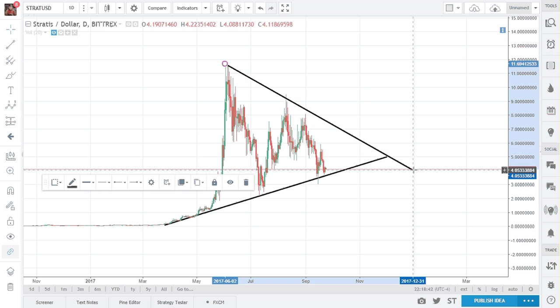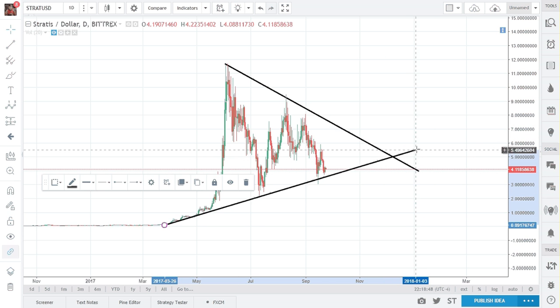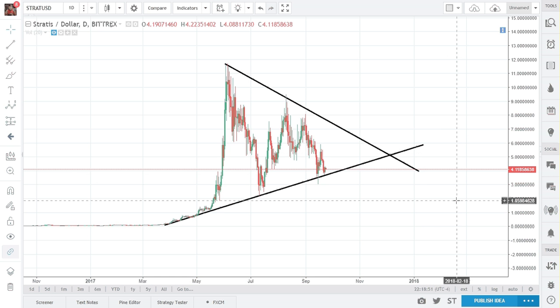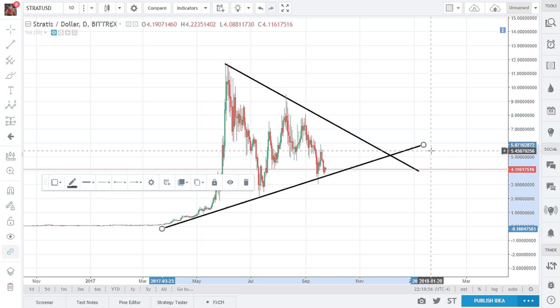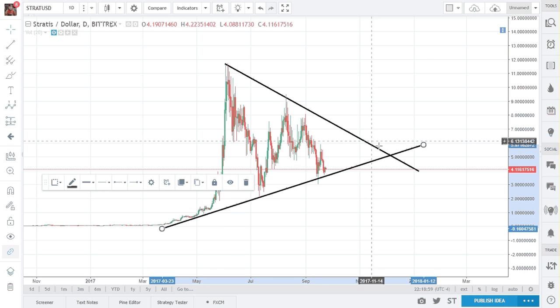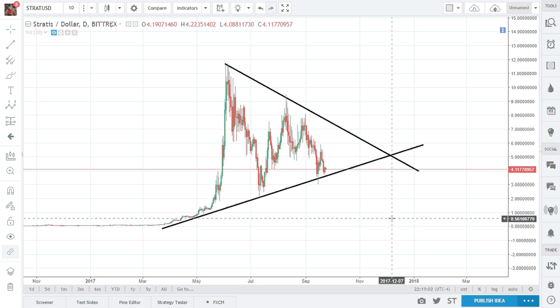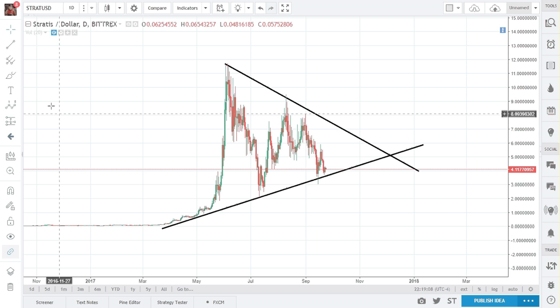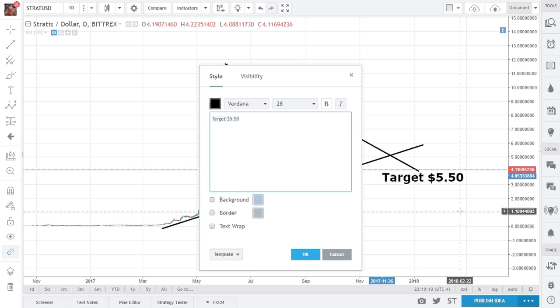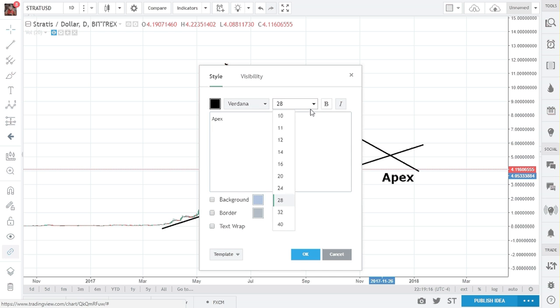This is what you call a symmetrical triangle, where you connect the lines of the bottom of the prices and the peaks of those same prices. And in this symmetrical triangle, where these two lines meet at this focal point, this is called the apex.